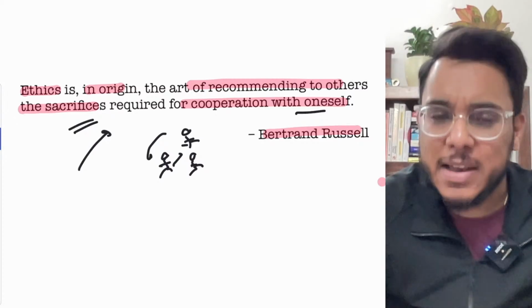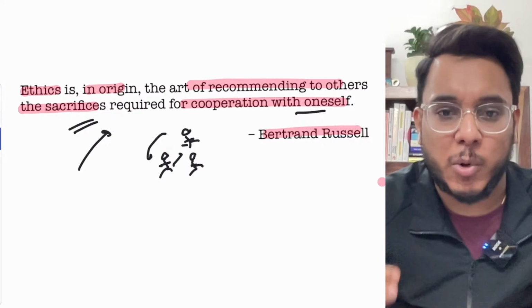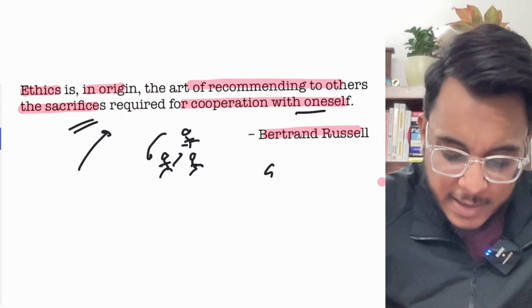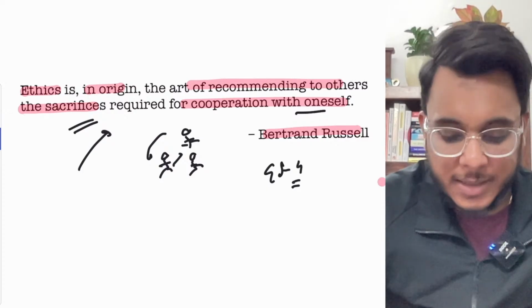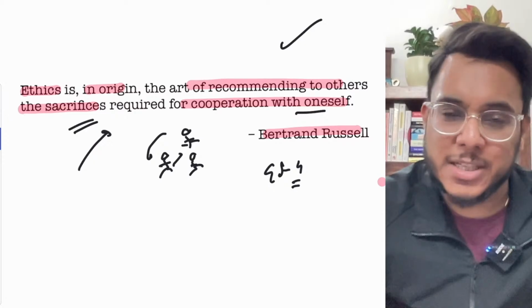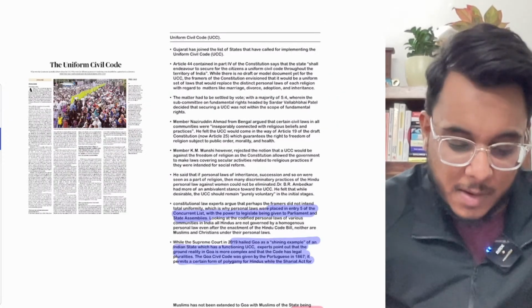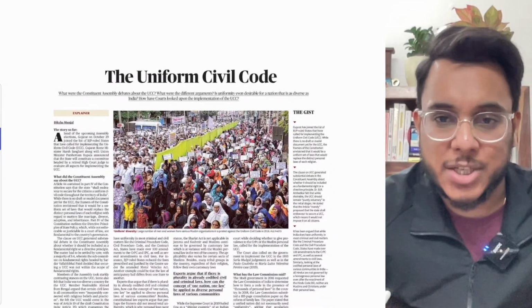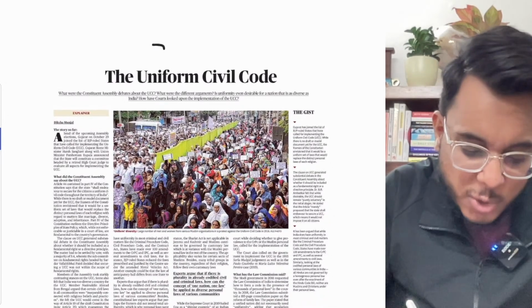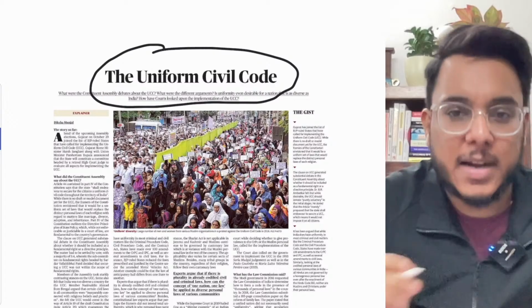So guys, a very impactful and important quotation that can be used very effectively in GS paper number 4. Now that is all about the quotation for today. Let's take the first article. The first article that we are taking today is from the Text and the Context page, and the article talks about the Uniform Civil Code and the related issues.